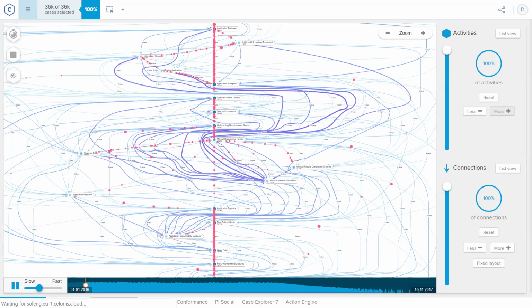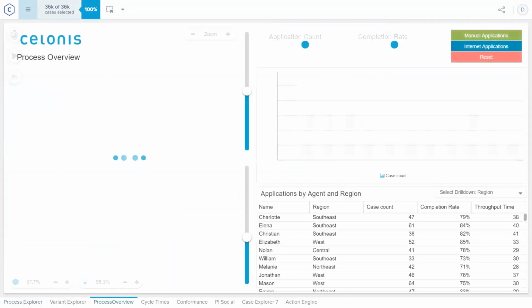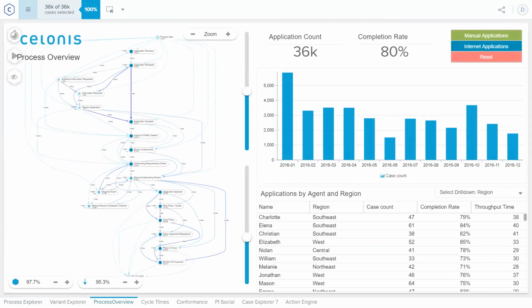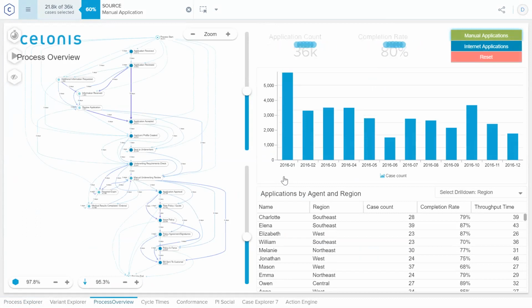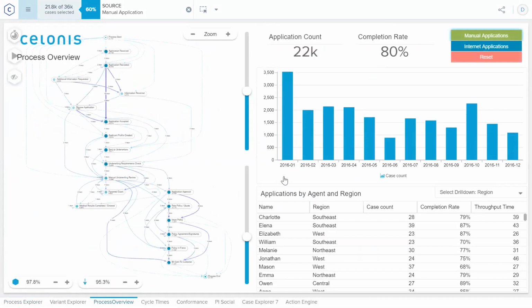Let's move on quickly and take a look at the overall process overview. What the analytics give you the capability to do as well, depending on what data we have available, is that we were able to quickly identify where manual applications were taking place. We can quickly filter on those and see what the process is for those applications, in this case manual, and see what is happening.